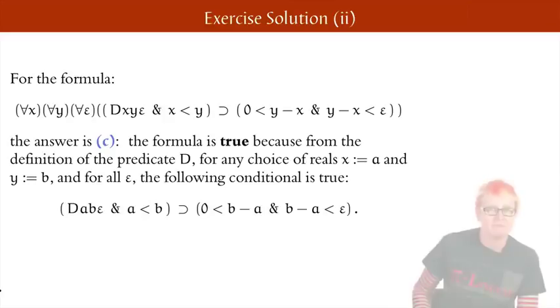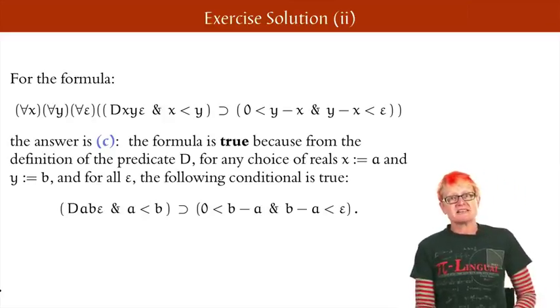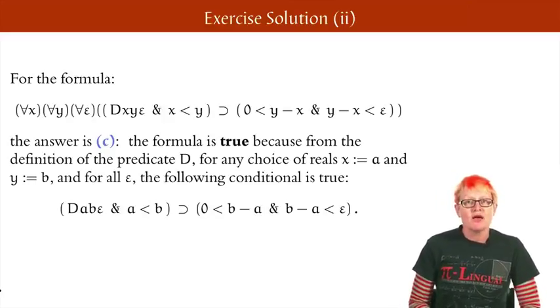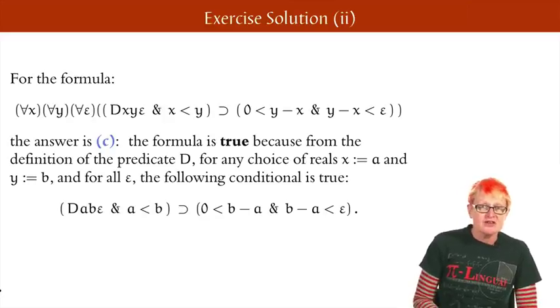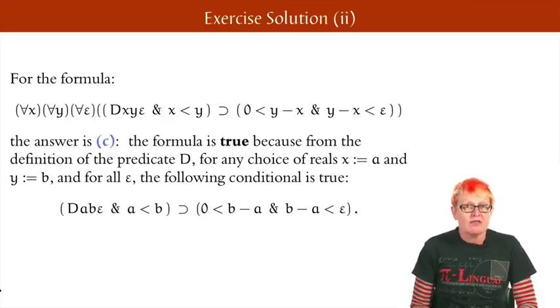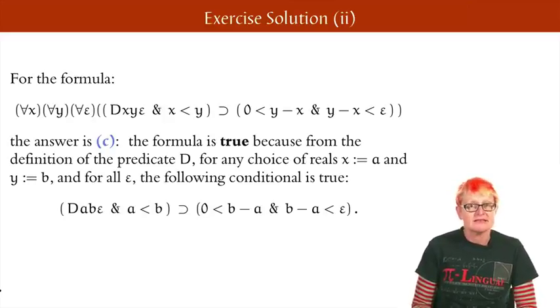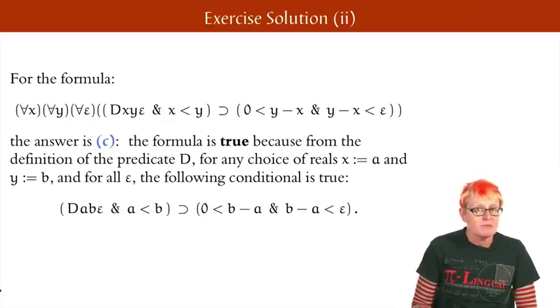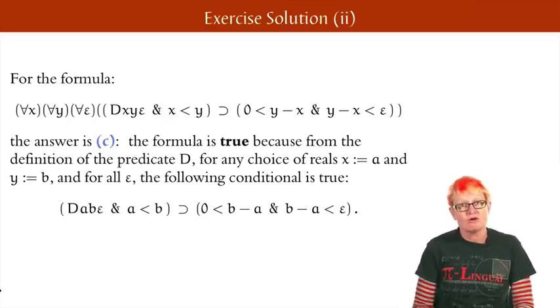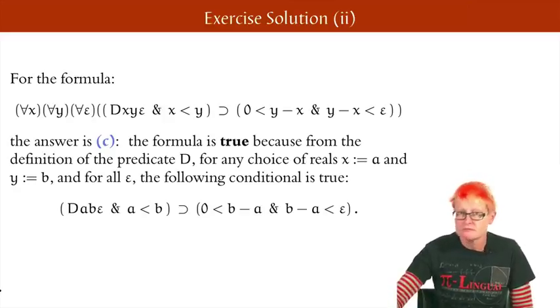So how was that one? The correct answer for this exercise is C. The formula is true because from the definition of the predicate d, for any choice of reals, x is A and y is B, and for all epsilon, the following conditional is true. If d(A, B, epsilon) and A is less than B, then B minus A lies strictly between 0 and epsilon.